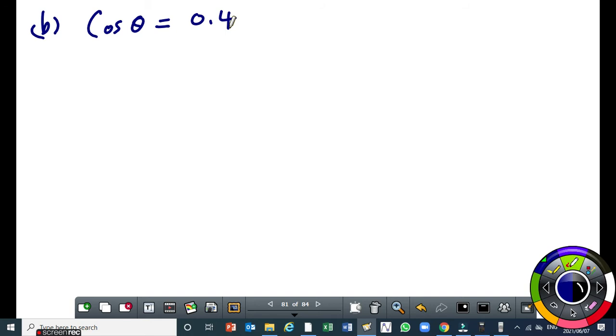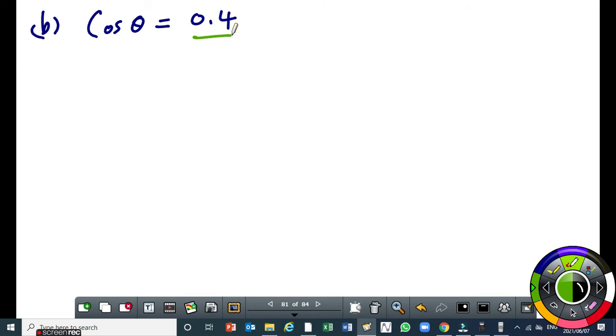Here, this is the ratio. This 0.4 here is a positive ratio, which means between 0 and 360, there are two answers that can satisfy this equation. One is in the first quadrant, the other one is in the fourth quadrant, because cos is positive in the first and the fourth quadrant.